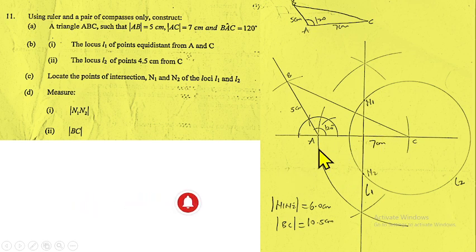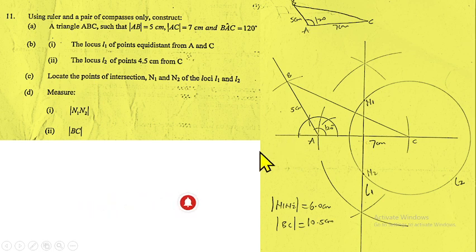Are we there? Then you can now go to 11B, the locus of points equidistant from A to B, then the locus L2 of point 4.5 from C. So how do we get locus of point? There are 3 ways for getting locus of point. You can get a locus equidistant from 2 points, which is what you have to find here. These are 2 points, point A and point C. So we are looking for the locus of point equidistant from 2 points.